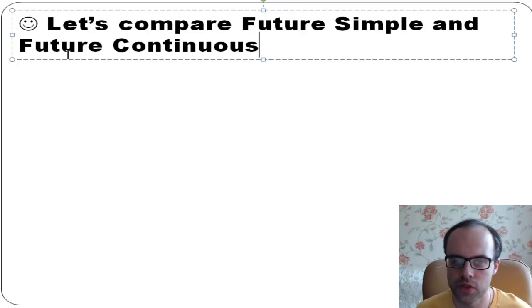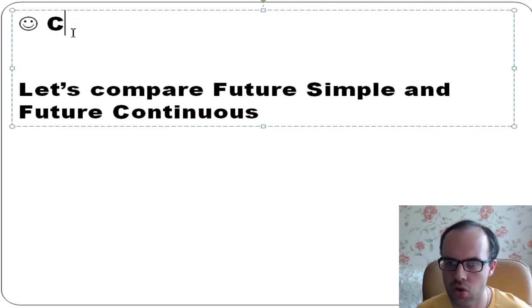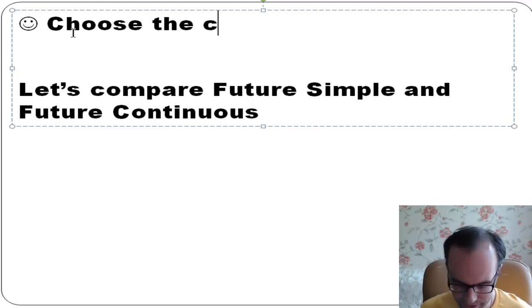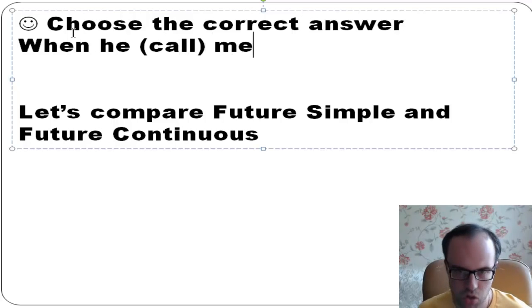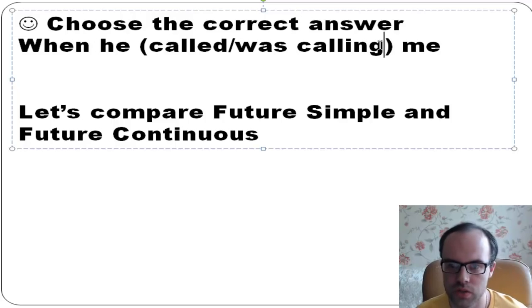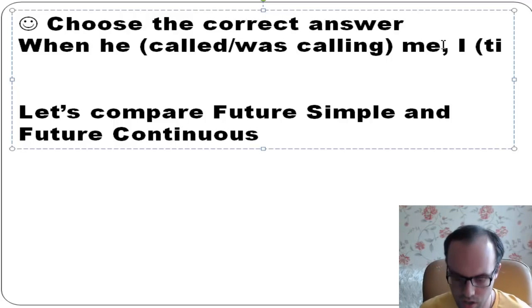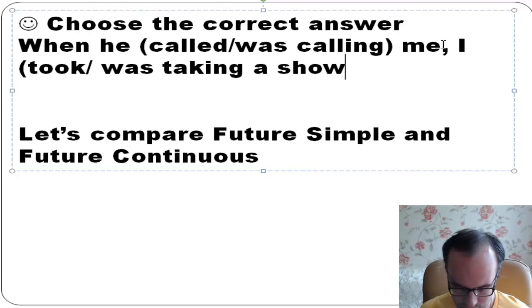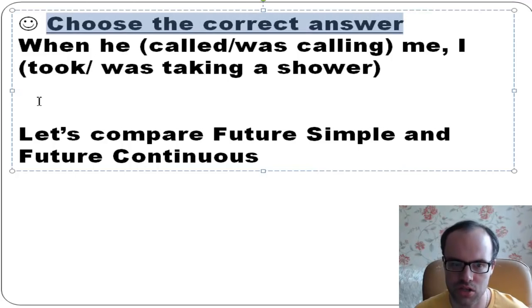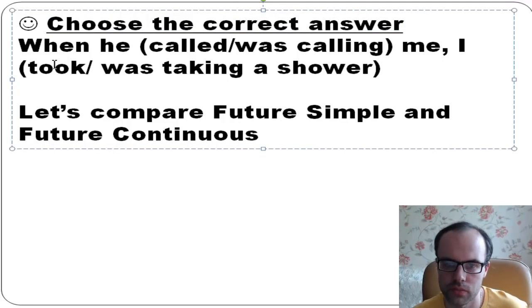Well, before we do it, we need to do some exercises. So, please, on past simple or past continuous, because we need to do exercises. It's very important. So choose the correct answer. When he called me, or when he was calling me. I took or I was taking a shower. So which answer is correct and why? Please look at it and then we'll discuss.